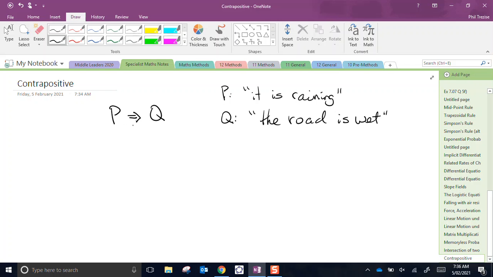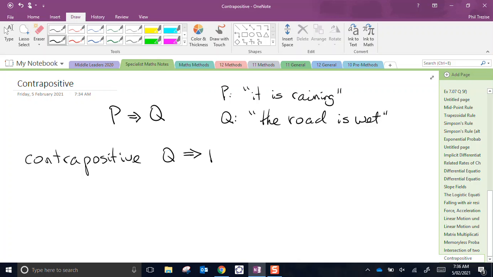So remember, this symbol here is implies. So it translates to, if it is raining, there's an implied if. If it is raining, this implies the road is wet. I don't think anyone would disagree with that statement. Now, the contrapositive version of this statement, contra means reversed, and contrapositive. So we reverse the statement.